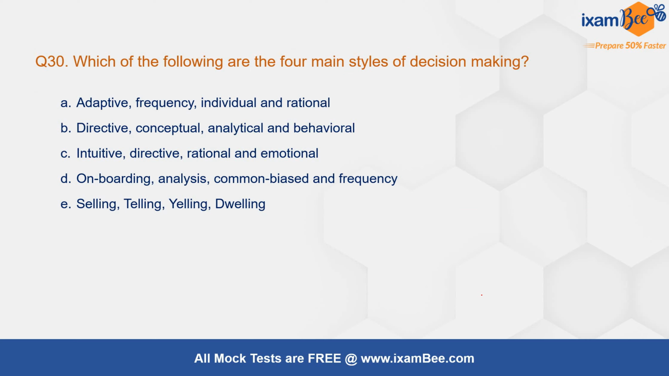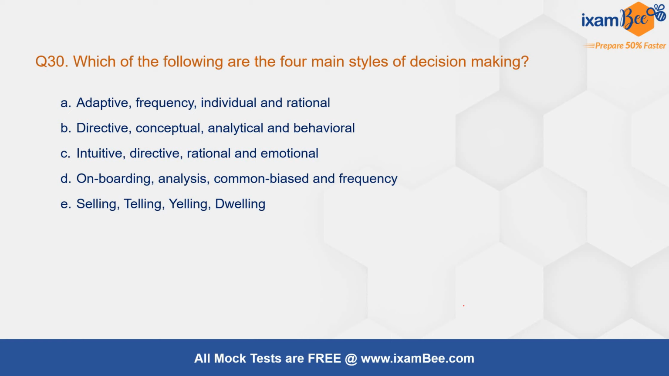Question 30. Which of the following are the four main styles of decision making? There are different styles that the decision makers can use to take decisions, depending on what the parameters are, how much tolerance they have for ambiguity, and what are their own value systems in terms of are they task oriented or relationship oriented. So there are four styles which are mostly identified. Which are these?